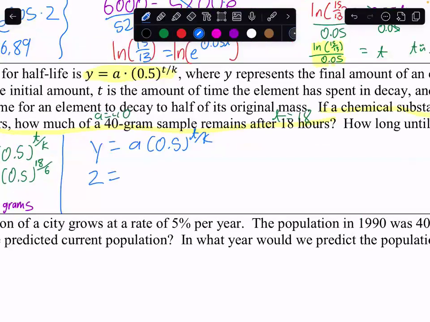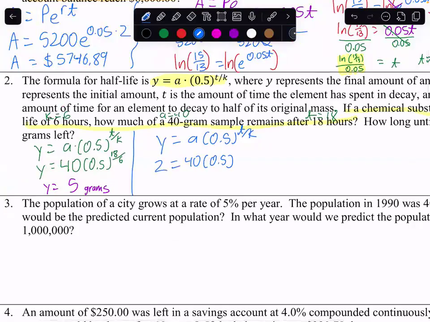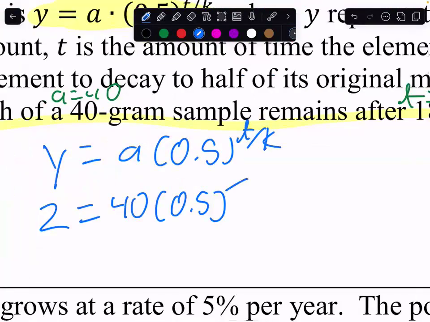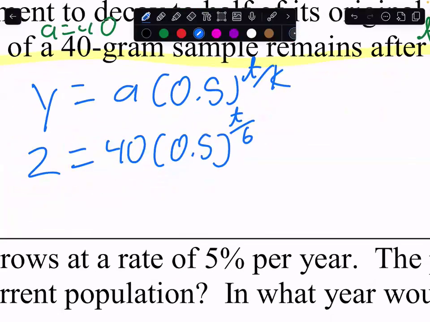Okay, you're still starting with 40 grams. And it's the same substance, so the half-life is still going to be 6. But what we don't know is the time. We don't know T. Okay, so this time the variable T is not by itself. It's with a bunch of other stuff.